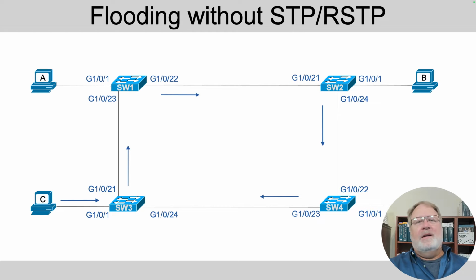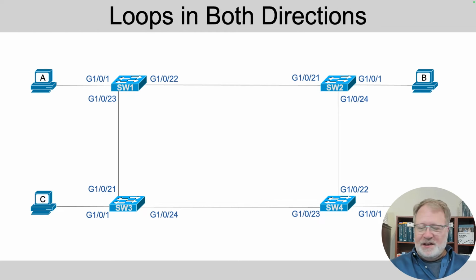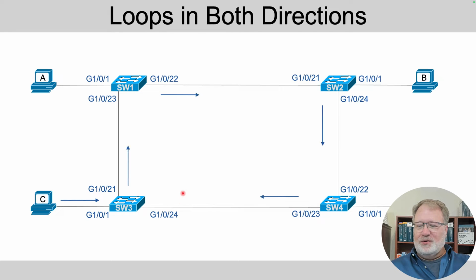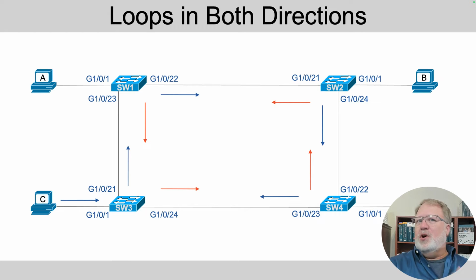In fact, guess what? That original frame from C, when it comes in on the left, switch 3 forwards both here and here. So there's one going clockwise, and there's another frame going counterclockwise around this network. And neither stop. There's no time to live. There's no timeout. So without spanning tree, you would flood your network the first moment that you got the first broadcast and bring it to its knees with pointless traffic. Yeah, that's bad. So, not to overemphasize the point.